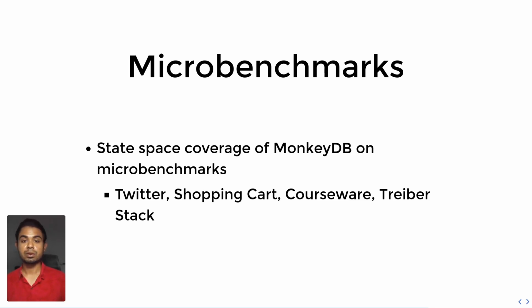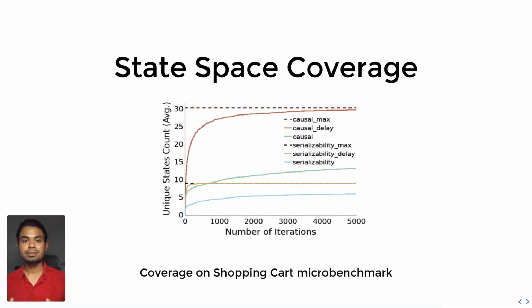We run the experiments on 4 microbenchmarks: Twitter, shopping cart, courseware, and driver stack using the key value API. As an example, I will discuss a plot showing the results we got with the shopping cart example. This is an implementation of a shopping cart for an online shopping application. The x-axis represents the number of times we executed the shopping cart with MonkeyDB, and the y-axis gives the number of unique behaviors observed from those executions within x iterations.